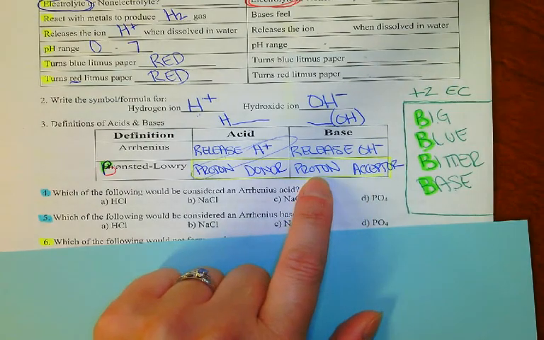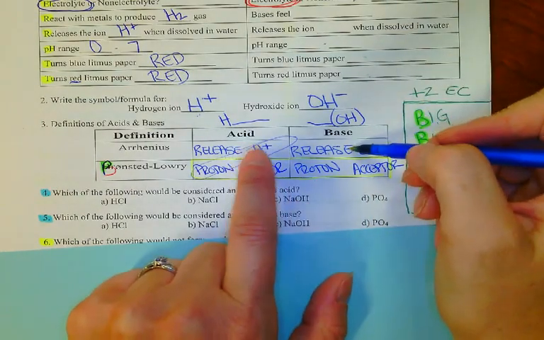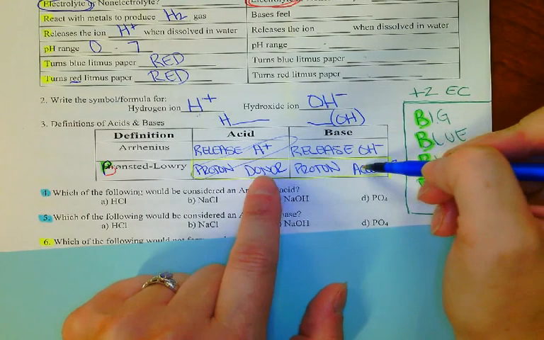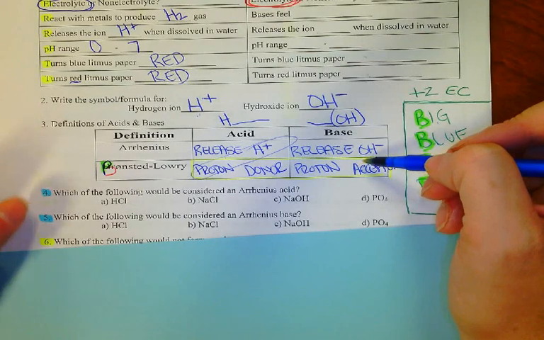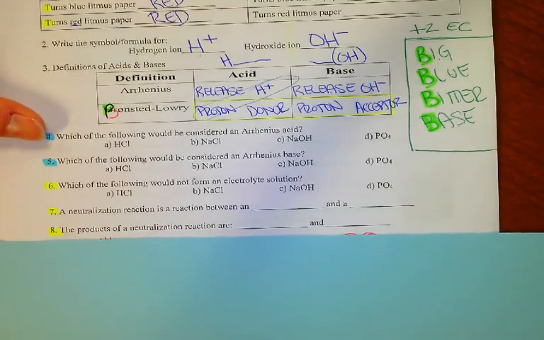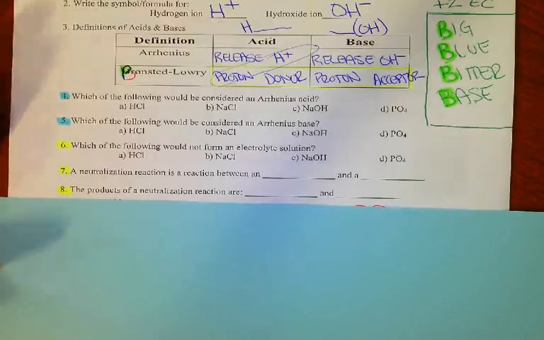Make sure you're making flashcards. You need to recognize these types of acids and bases. You need to know the definition for Bronsted and Lowry. Stuff in blue is stuff you need to complete on your own. But I want to look at 6, 7, and 8 with you.